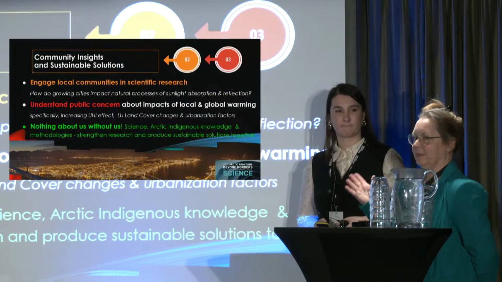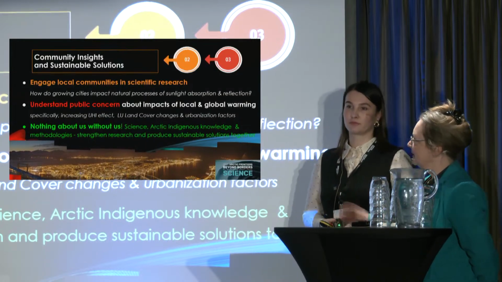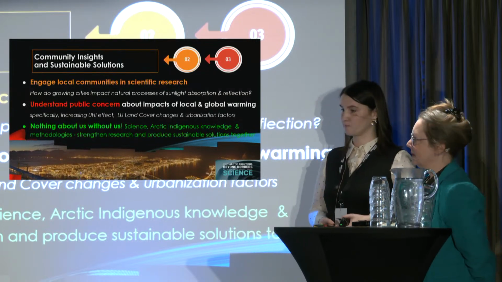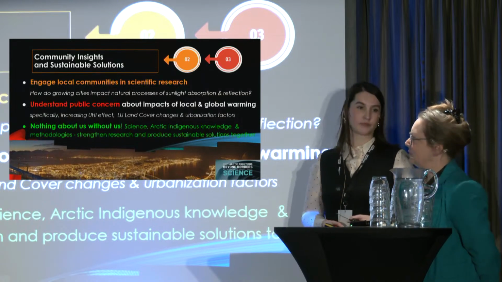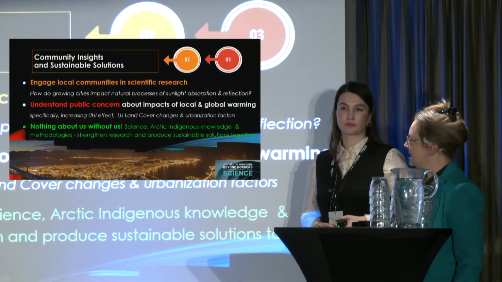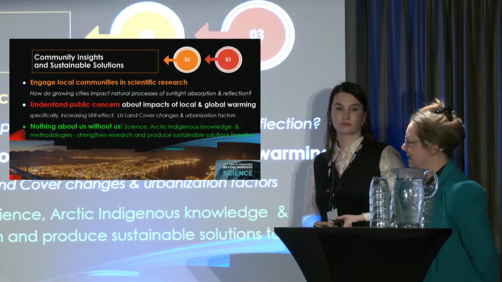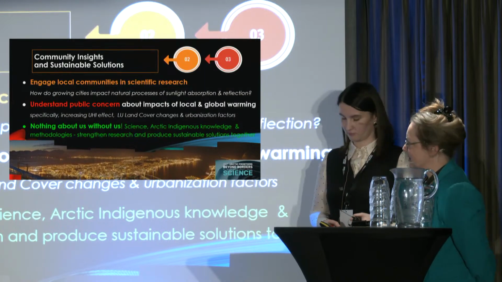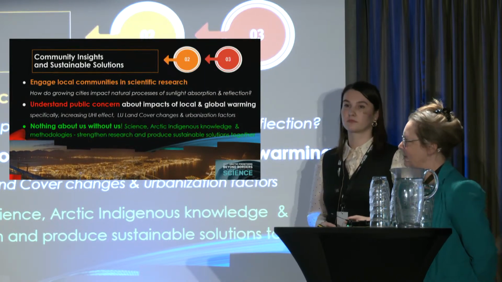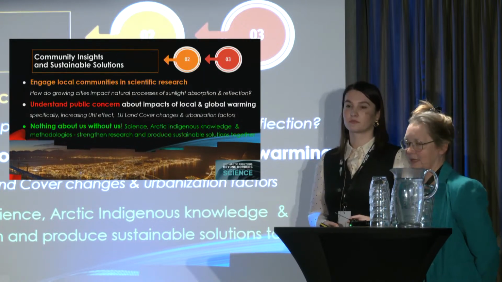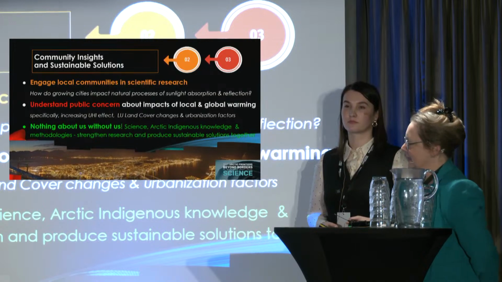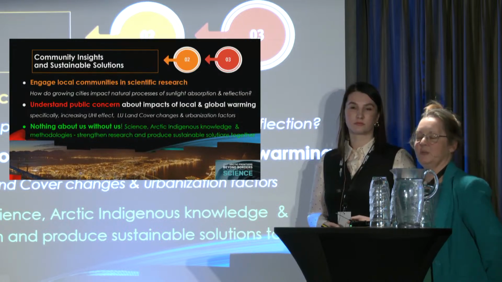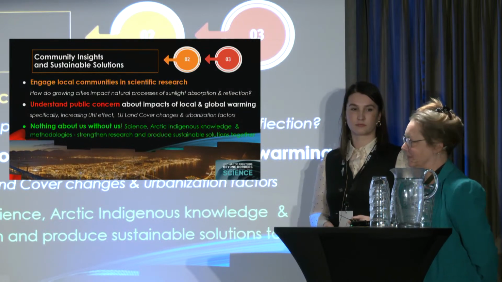So, just skipping back to the goals of the project, we will be engaging local communities in scientific research with the question in the back of our minds: how is this working, and how are the cities changing in terms of their sunlight absorption? We want to have a look at this idea of land cover, which has come up several times, and see what the local people feel about it. And we are bearing in mind the "nothing about us without us" element of research in the Arctic now, and engaging the most diverse community that live and work in Tromsø.